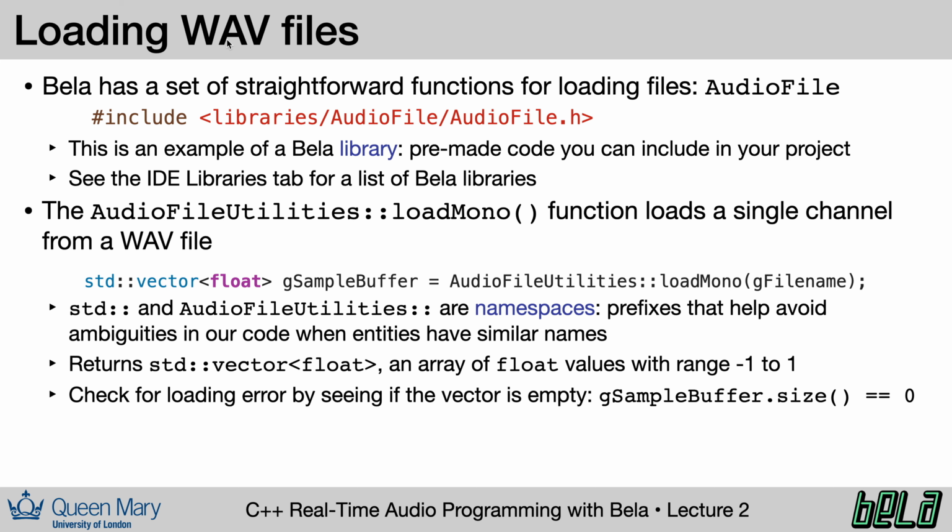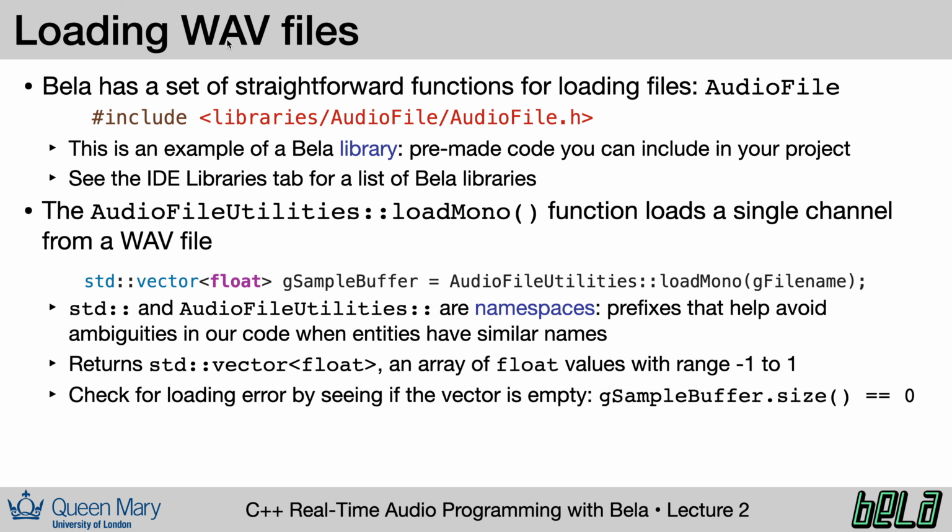First of all, std::, AudioFileUtilities::, these are examples of namespaces, which is a particular feature of the C++ language. Basically, all we're talking about here is that we're adding a prefix to the names of these functions and data types. And by adding this prefix, we help avoid ambiguity and conflicts if we had a big complicated project that, for instance, ended up with two different things called vector or two different things called loadMono.